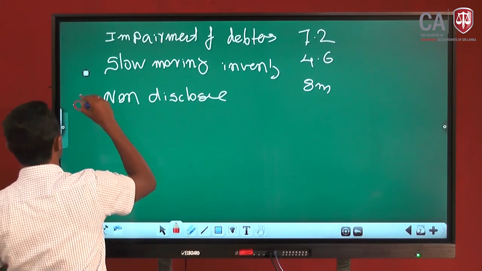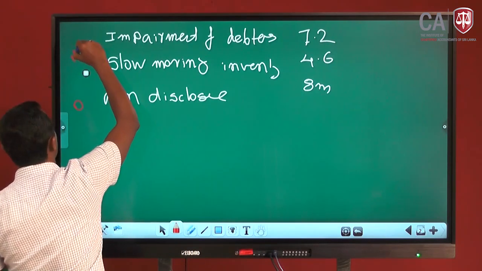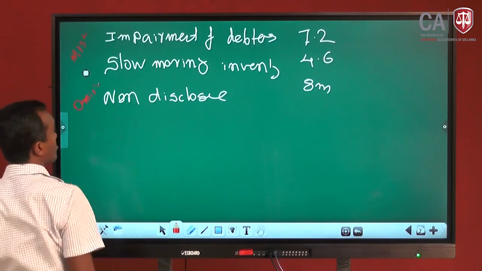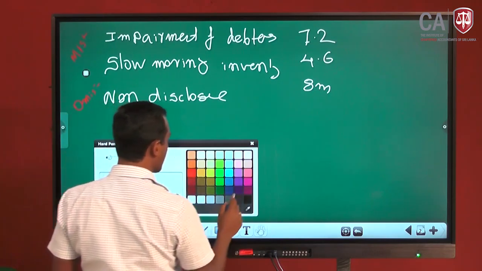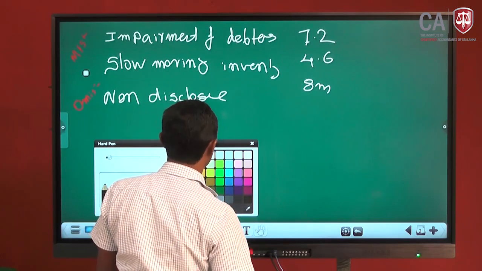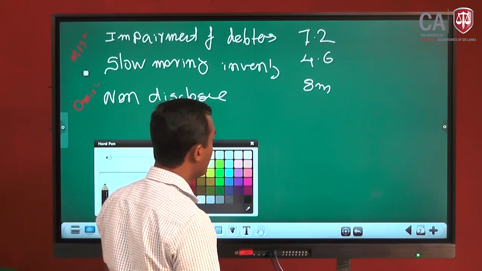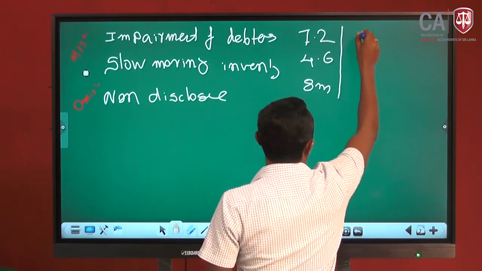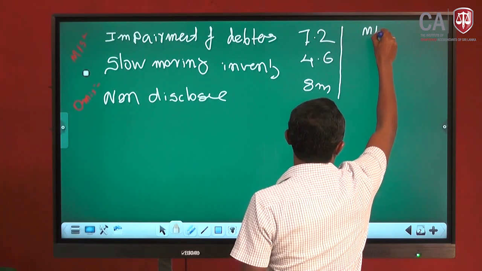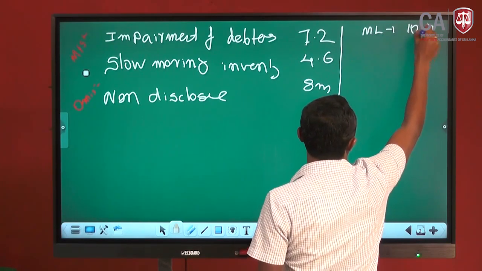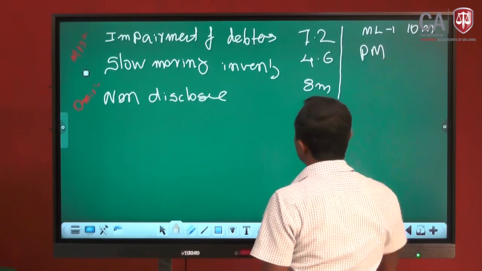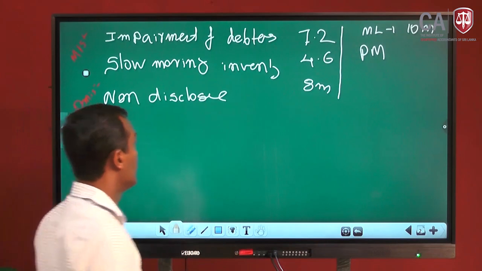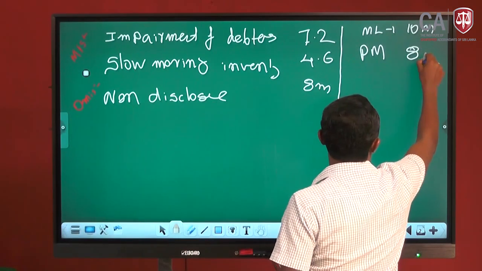This is an omission. This is a misstatement. This is an omission. All right, so now let's write the answer. All that we know from the examiner's point of view, what is given to us is a materiality level, probably an overall materiality level of 10 million, performance materiality level of 8 million, and a trivial level of 1 million.